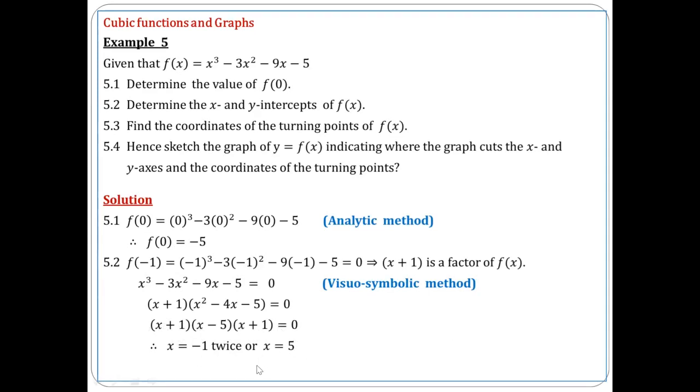You know that there is also this understanding that when an x root is repeated twice, when the graph approaches that minus 1, it does not cross, it just touches and then goes back in the same quadrant. So we'll see on the graph how this graph shape will come around this minus 1, which is given as solution minus 1 twice, or 5.